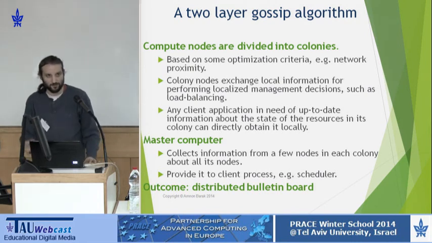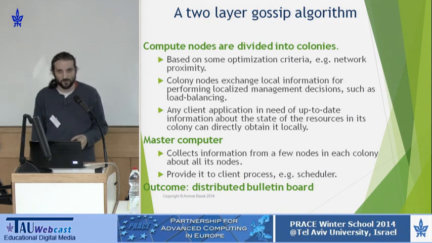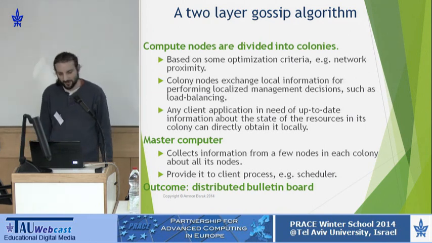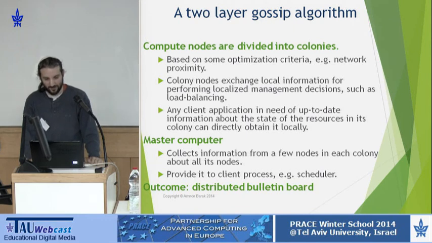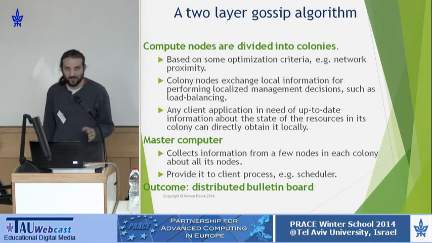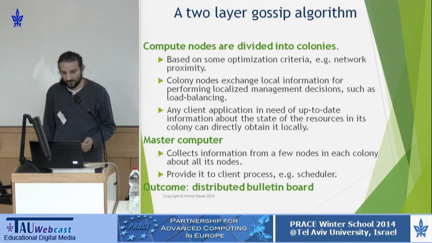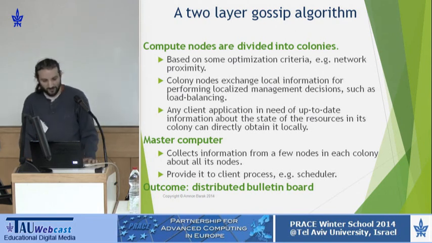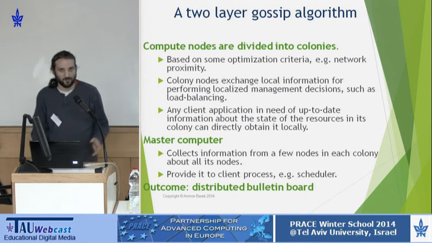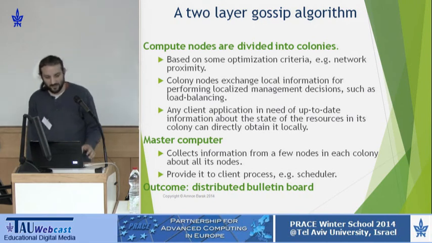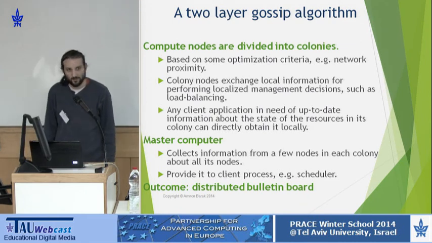We can just make sure that we keep a few spare nodes in each colony, and then you can do minor adjustments inside the colony without making noise all over the system. And of course, any client application that needs up-to-date information can ask each node in the colony. But if you need information about the whole cluster, then you need to ask the master. The master collects information from a few nodes in each colony. Asking 1 or 2 nodes per colony is usually enough. And it provides the scheduler, or any other client that needs global information, with this information.